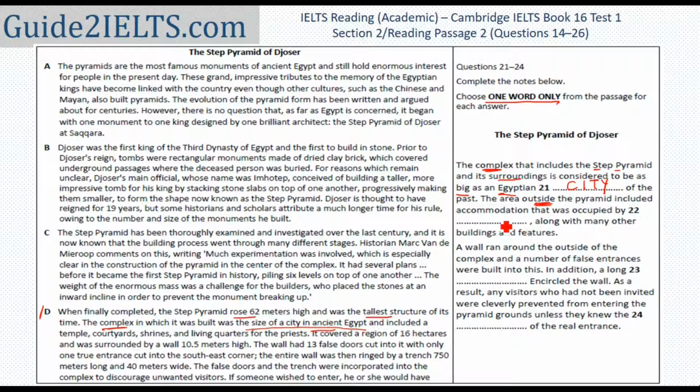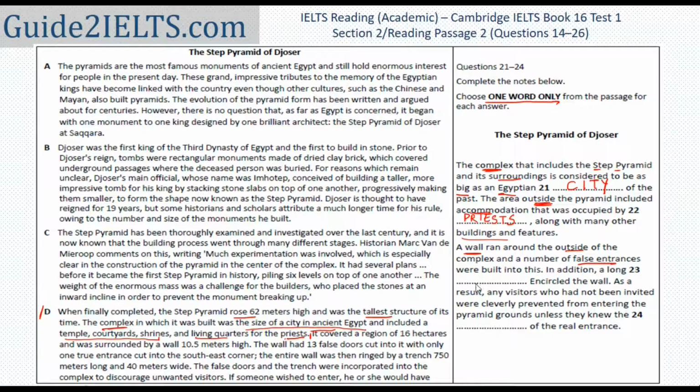someone. So we are looking for accommodation. We have living quarters here. And who were they occupied by? They were occupied by priests. This is where the answer is coming from. Along with many other buildings and features. The other buildings and features are temples, courtyards, etc. A wall ran around the outside of the complex. So we're looking for a wall outside of the complex.